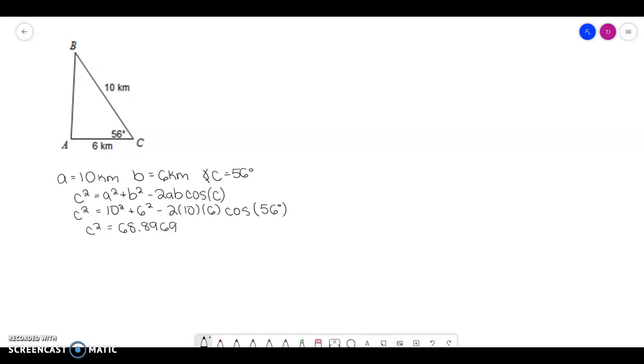All right, now be careful, that's not your answer. Look at your other two side lengths, right? 6 and 10. Do we think our missing side length is 68? Right, that is C squared. So to get side C, we still need to square root both sides. All right, now once we square root this, we will end up with our side length, which is approximately 8.3. Right, and there's our first part. There's side C.